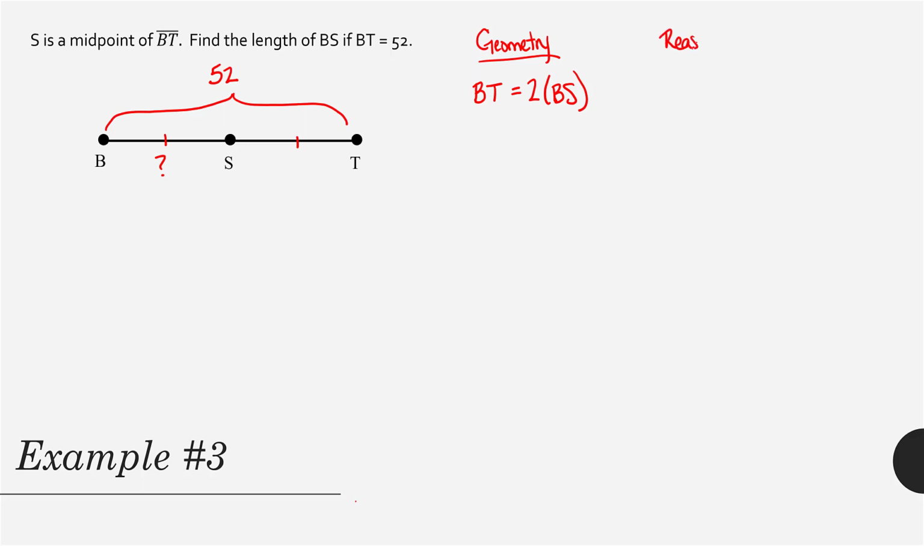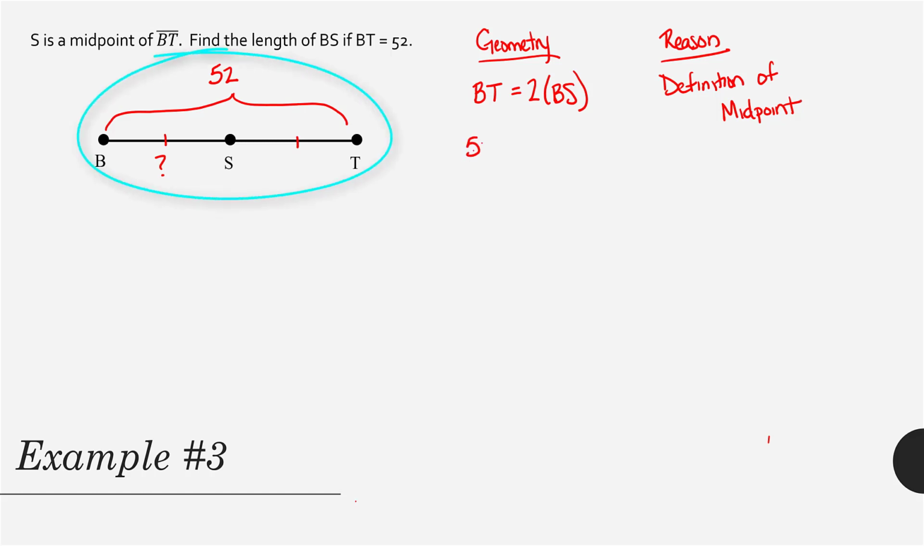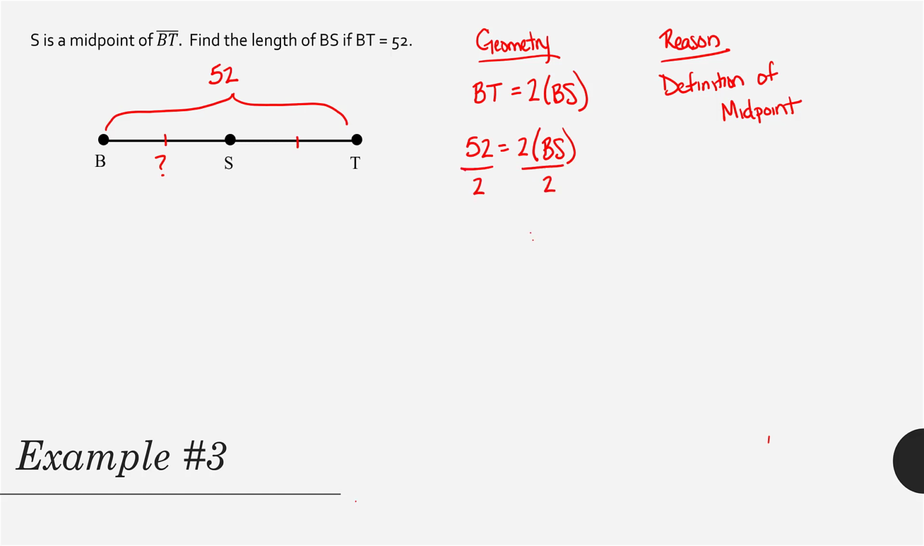So our reason would be definition of midpoint. And then I'll go ahead and plug in all the values we have from our diagram. So BT is 52, and BS, we could put a variable, or you can write BS. And now you're going to solve. To solve this, we want to get BS by itself. So divide by 2 on each side. So that leaves us with BS equals 26.